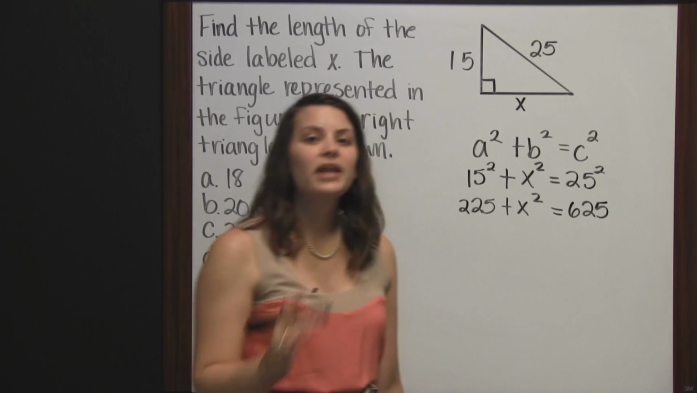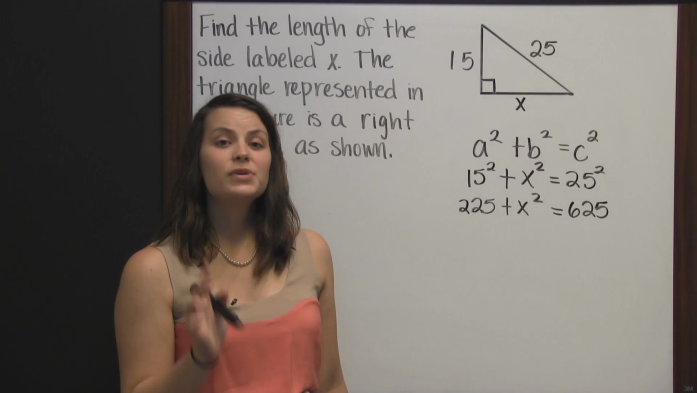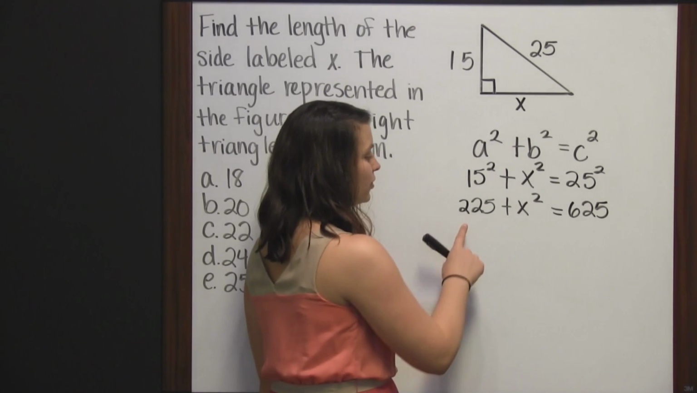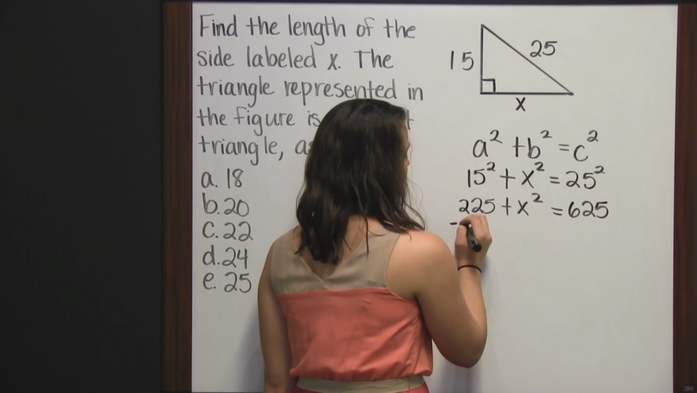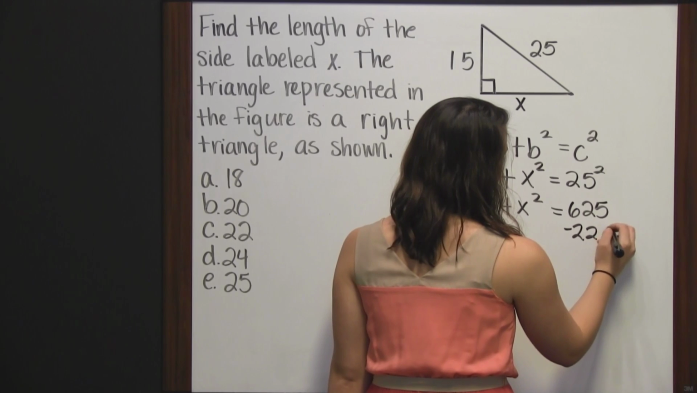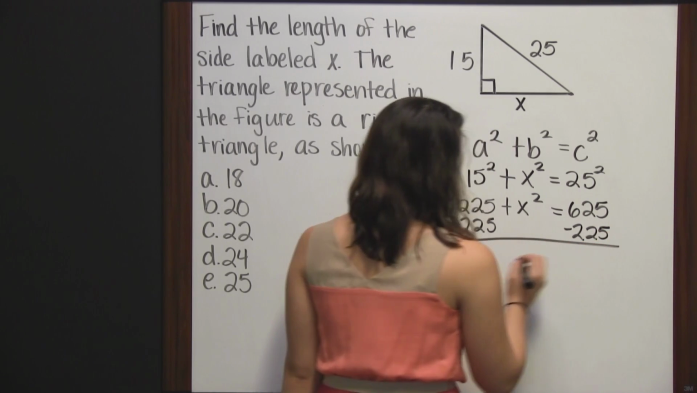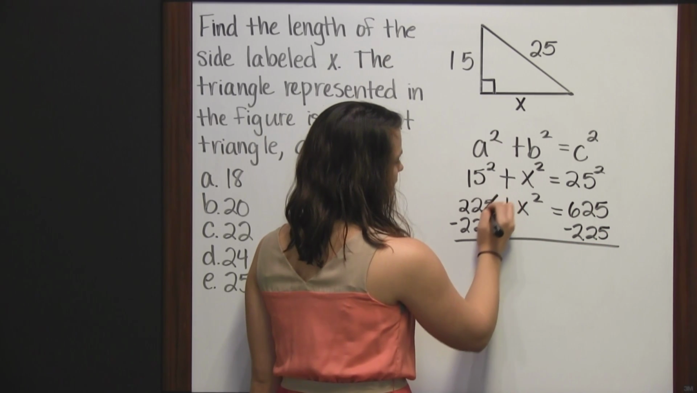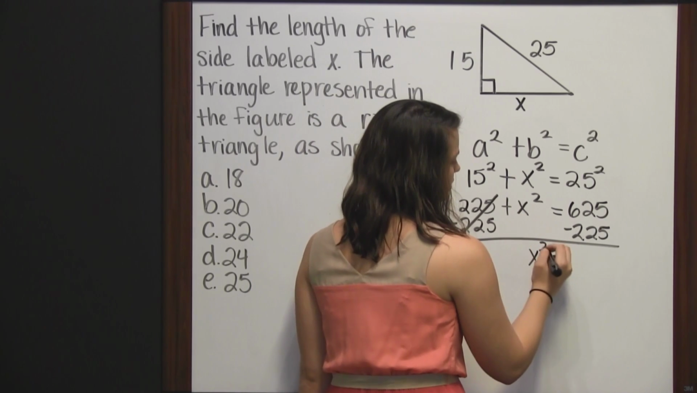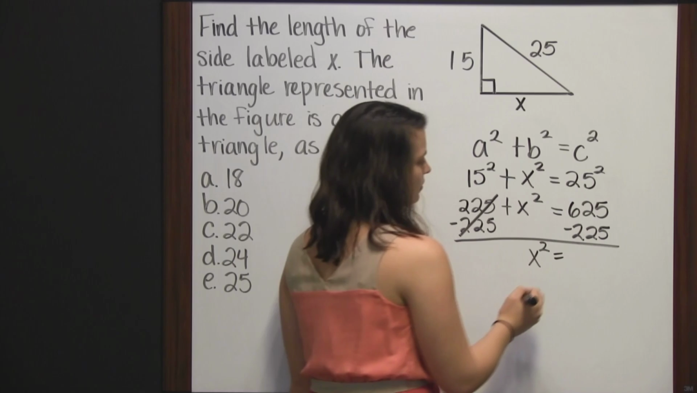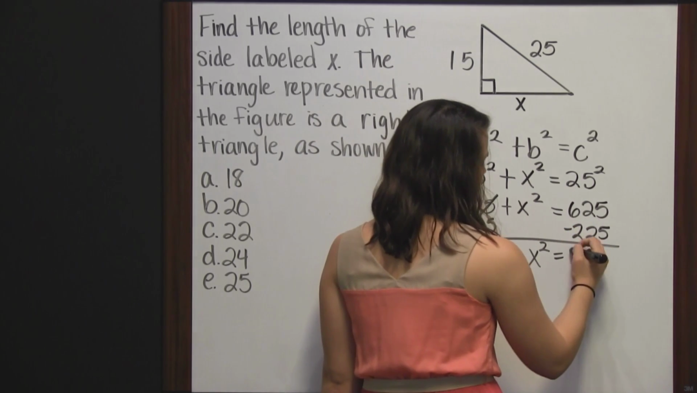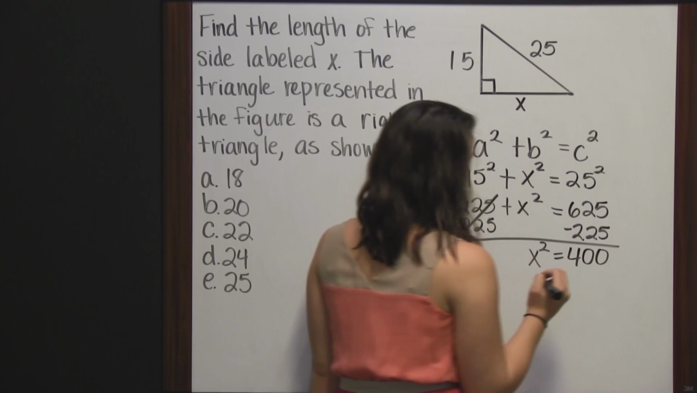Now we're trying to find what x is, which means we need to get x alone. To do that, the first thing we need to do is subtract 225 from both sides. 225 minus 225 is 0. Bring down the x squared term, bring down the equal sign, and 625 minus 225 is 400.